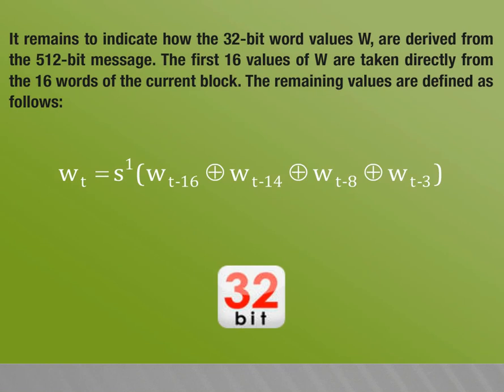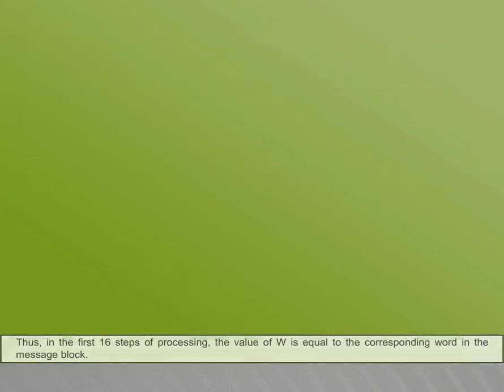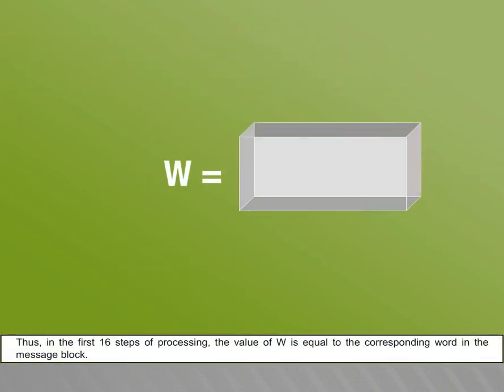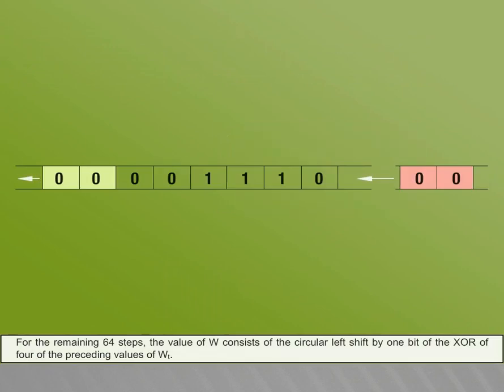W_t = S^1(W_{t-16} XOR W_{t-14} XOR W_{t-8} XOR W_{t-3}). Thus, in the first 16 steps of processing, the value of W is equal to the corresponding word in the message block. For the remaining 64 steps, the value of W consists of the circular left shift by 1 bit of the XOR of 4 of the preceding values of W_t.